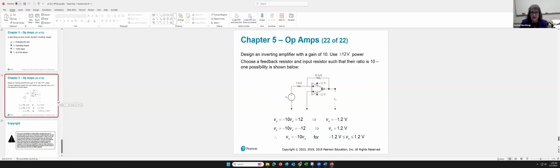All right, the last slide talks about designing an inverting amplifier with a gain of 10. So we know here that the gain is 10. V sub O is going to be equal to minus 10 times V sub S. We get our supply values, using plus or minus 12. Then we choose a feedback resistor and input resistor such that the ratio is 10, and one possibility is shown below. Once again, we just design for a particular range of voltages on the supply that will produce the desired design of that op amp.